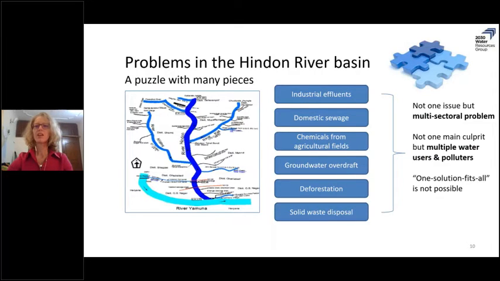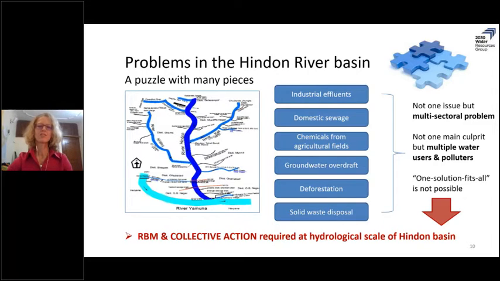Now, the point is that there is basically not one single problem. Multiple problems are there. And also, there's not one main culprit to be addressed. There are multiple water users that are also polluters, and one solution that fits all is not possible. That is the rationale why an integrated river basin management approach and collective action is required at the hydrological scale of this basin. And this is true for most of the rivers and sub-basins in India. There is more or less pollution, more or less water quantity or quality, depending on the local situation. So there are variations in the problems, but it is always a multitude of issues to be addressed.